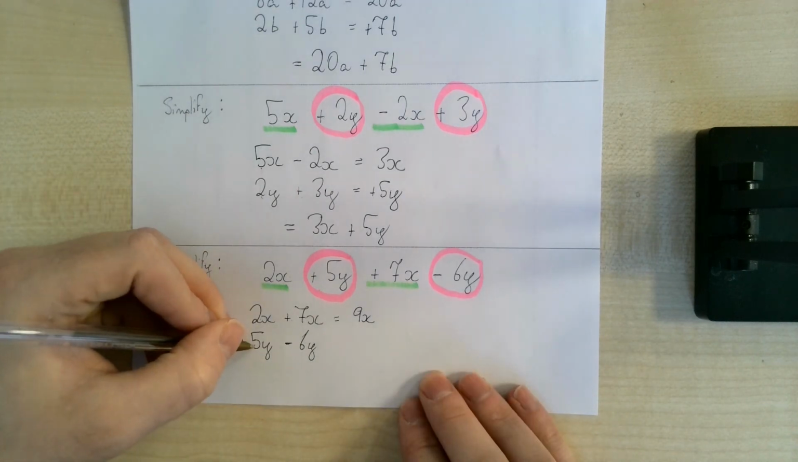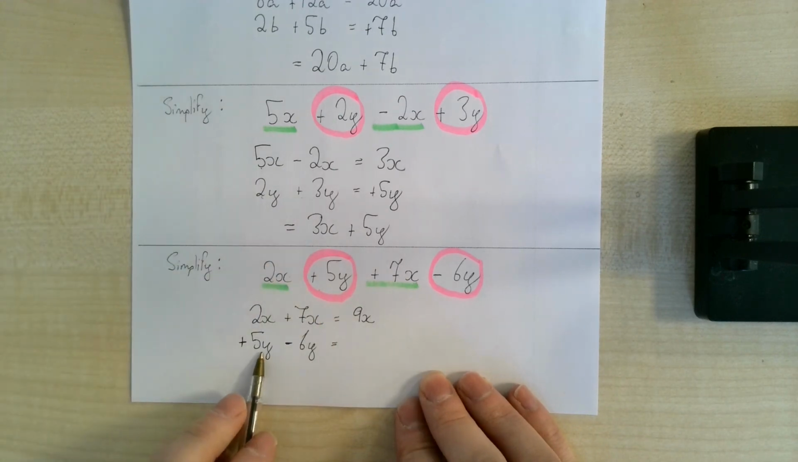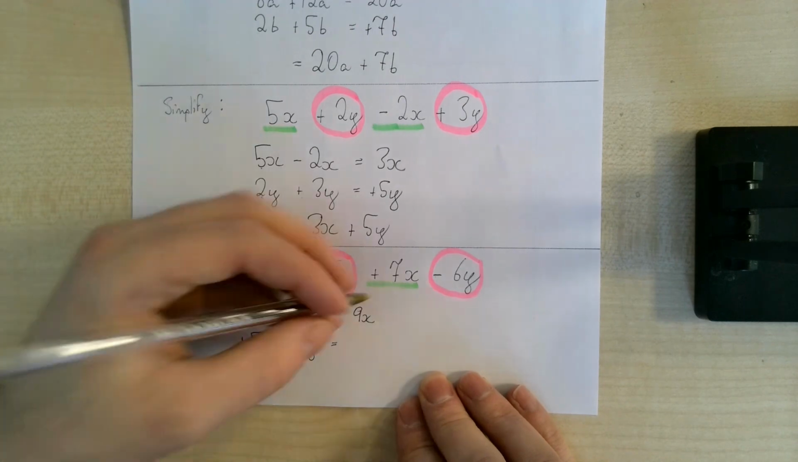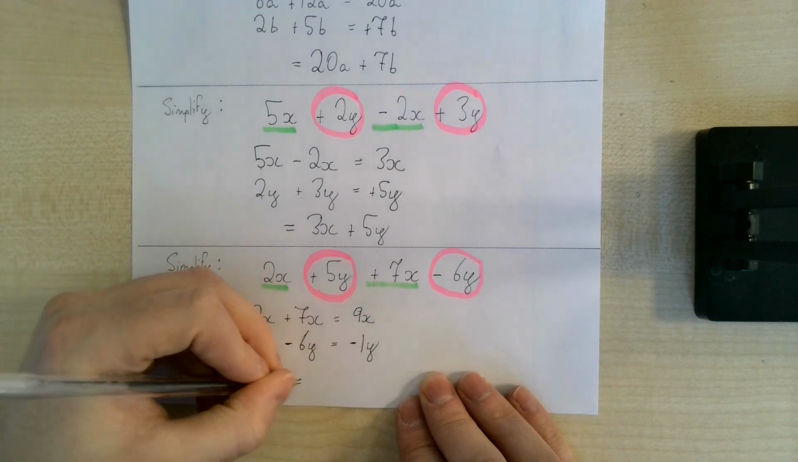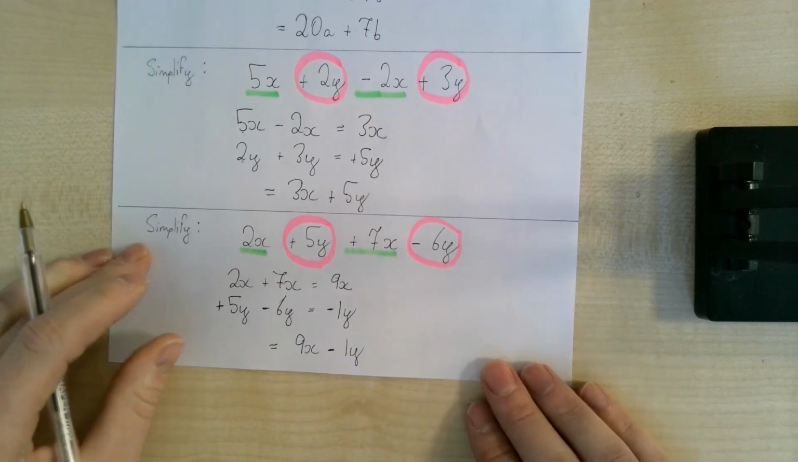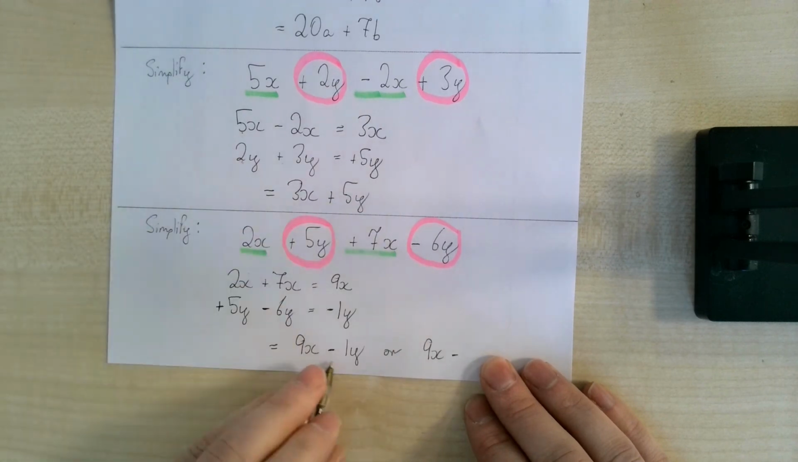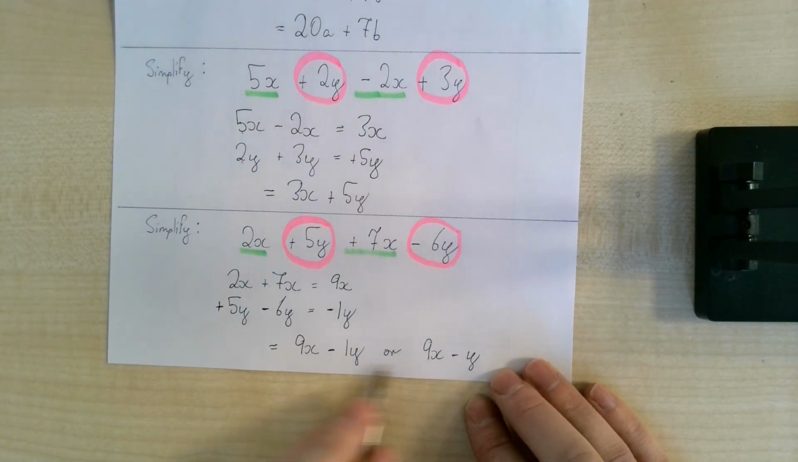This one, be careful with. We've got 5 y's take away 6. So think of your number line. You're starting at 5 and you're going back 6 places. Back 5 places will take me to 0. We need to go back 1 more, so it is minus 1y. So our answer is 9x minus 1y, or sometimes you might see that as 9x minus y. So that means the same thing. We're just a bit lazy about it sometimes. We don't always include the 1. So either one of those is absolutely fine.